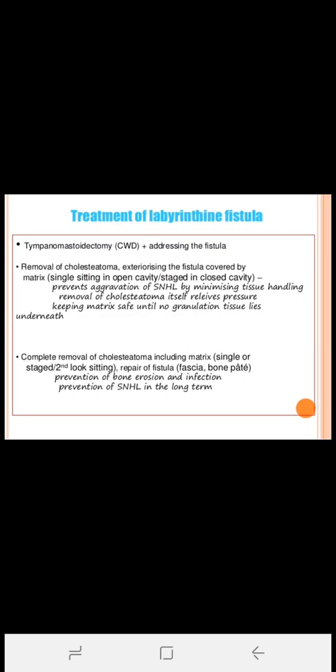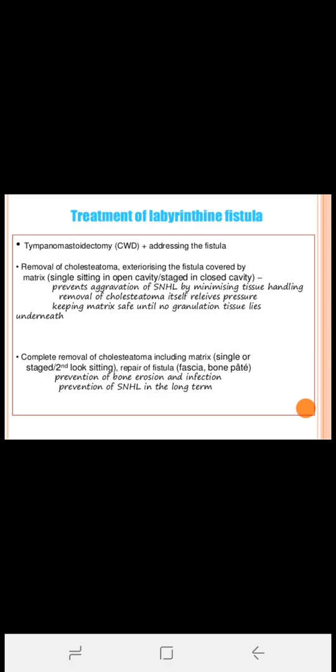Now, what is the treatment of labyrinthine fistula? We can do a tympanomastoidectomy, that is canal wall down mastoidectomy, addressing the fistula. That is removal of the cholesteatoma, and we have to exteriorize the fistula covered by the matrix, in a single setting in an open cavity or in stages in a closed cavity. It prevents aggravation of the sensorineural hearing loss by minimizing tissue handling. Removal of the cholesteatoma relieves the pressure, keeping the matrix safe until no granulation tissue lies underneath. That is, we have to remove the overlying diseased structures like granulation tissue or cholesteatoma.